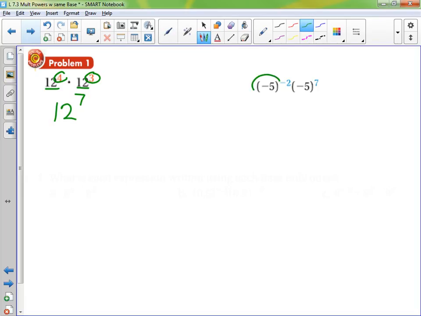Now if you have a negative number, if it's in parentheses like these are, they're both -5. That means the bases are the same. They're like bases. All you do is add the exponents, -2 and 7, and you get -5 to the fifth. -2 plus 7 is 5, and that's it.